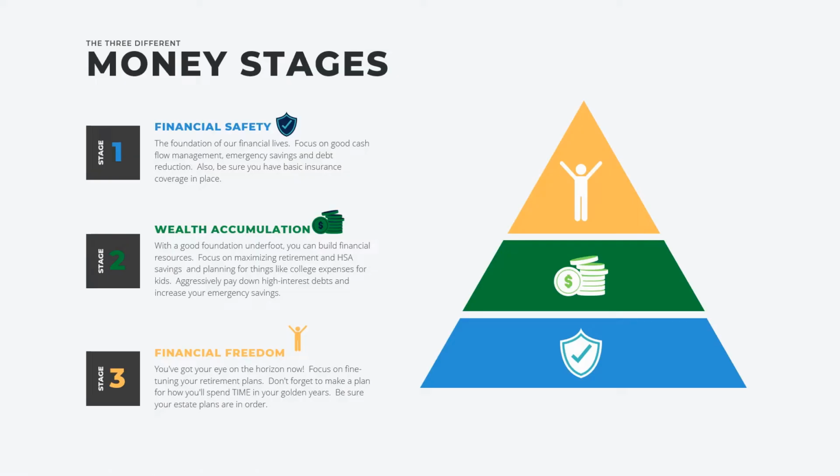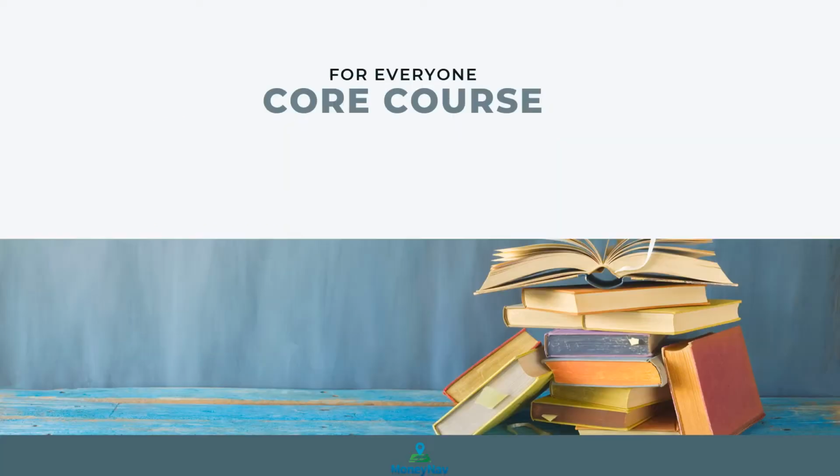I am Janelle Cross. We think of your financial life as unfolding in three stages. First is financial safety with a focus on building a good foundation. Next is wealth accumulation, where we gather resources for the final stage, financial freedom, where we have the money resources we need to do the things that bring joy and fulfillment to our lives. For more on the money stages, check out our Money Milestones course, which takes a deep dive into each stage. This session is considered a core course for anyone in any stage.